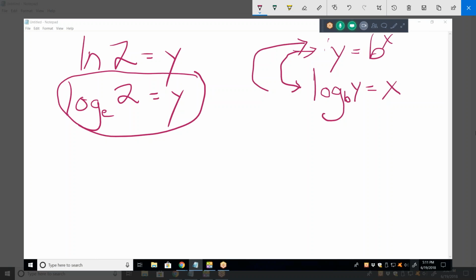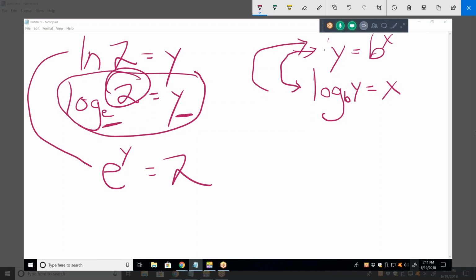Okay. So, let me give you another little trick. Take the number on the far left, raise it to the power on the far right, and it equals the number in the middle. So e to the y equals 2. Exactly. So that is the exponential expression of that.